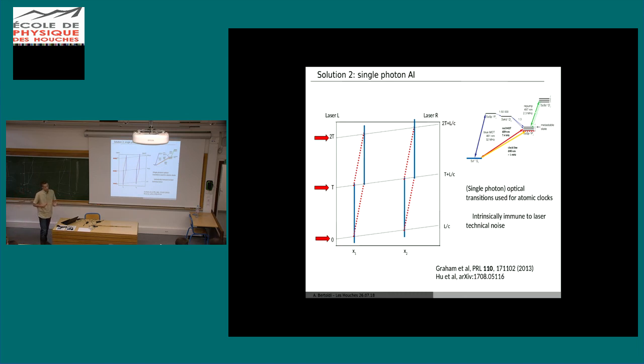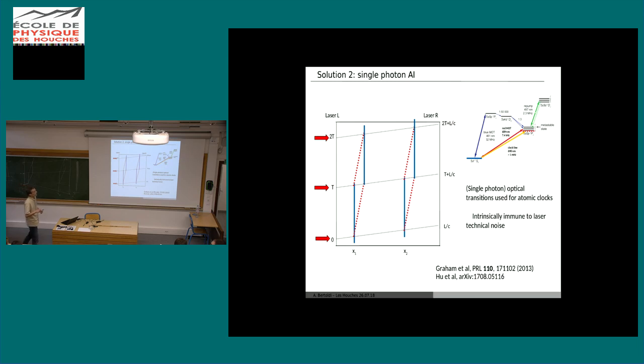The other solution is to use single photon interferometry. We shortly considered them yesterday, but now we will consider them in more detail, because it's really the baseline solution nowadays for the proposals based on atom interferometry. So instead of relying on photons coming from 2 directions in order to increase its phase sensitivity, now you can use directly optical photons. Here is, for example, the level scheme of strontium, an atom that is adopted in optical clocks.